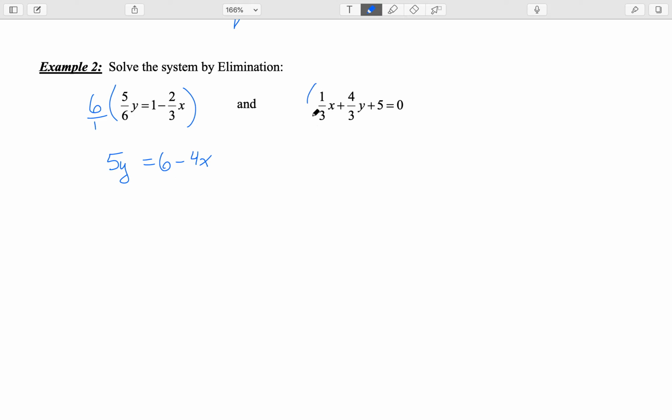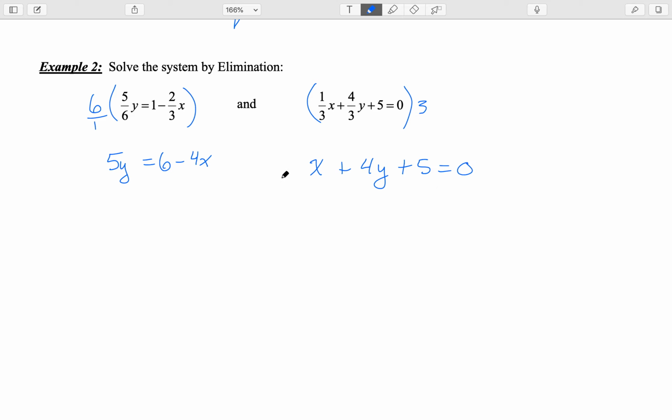Over here, what are we going to times this one by? I'm going to times everything by 3. Denominator 3, denominator 3. Okay, so times by 3. I'm going to get 3 over 3, or in other words, 1x plus 3 times 4. 3 is going to cancel. 4y plus 5 is equal to 0. Okay, there we go. No fractions.